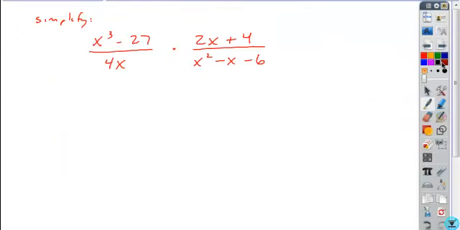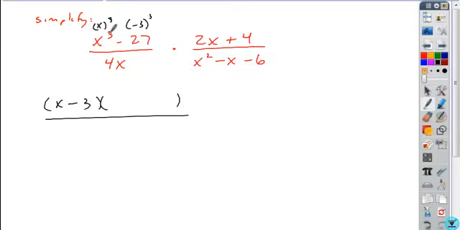So the steps on this. First, factor everything completely. In the first fraction's numerator, we have the difference of cubes. The bases being cubed are x and negative 3. So when we factor that, we're going to have a binomial factor and a trinomial factor. The binomial is just going to be the difference of those two bases, x and 3. For the trinomial, we square the first base. The last term is the square of the second base, so negative 3 squared is plus 9.